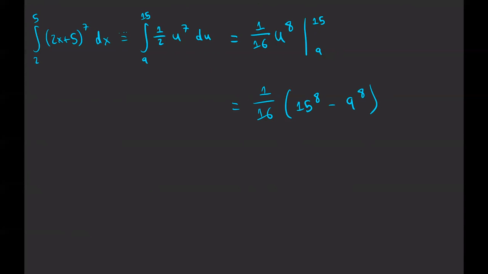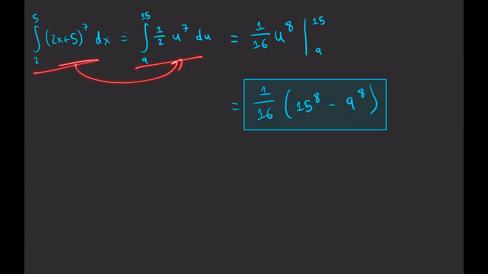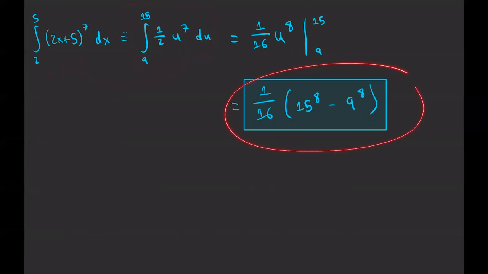Maybe you have a calculator on you, maybe you don't. You could evaluate 15 to the 8th and 9 to the 8th and do all this. I'm just going to box this as an answer, since I don't have a calculator right on me, but that's fine. This is an acceptable answer. And there we go, we get our answer. You'll notice once we moved away from X's into U's, we never went back, because this is a definite integral. We just get a number, and that's our final answer and we're done.